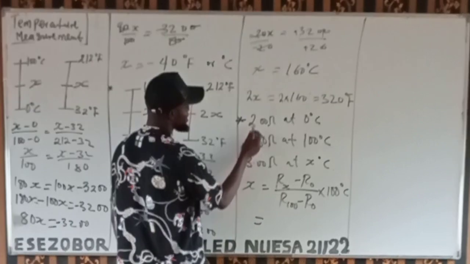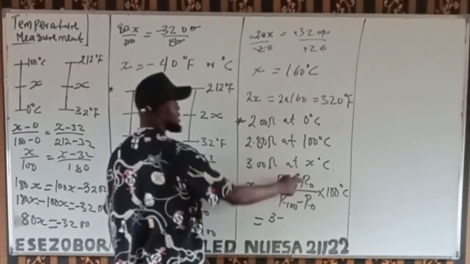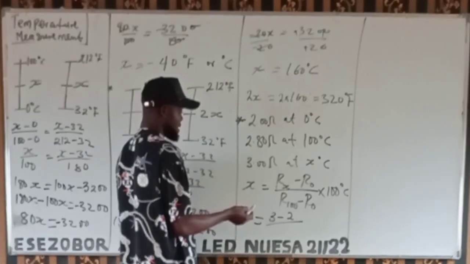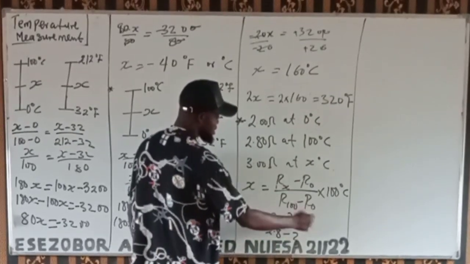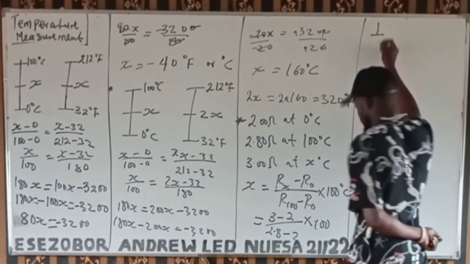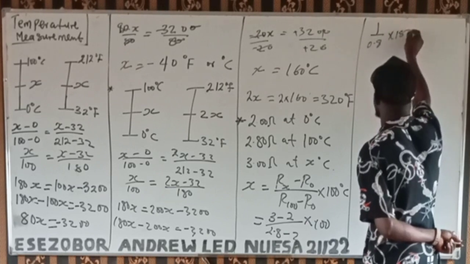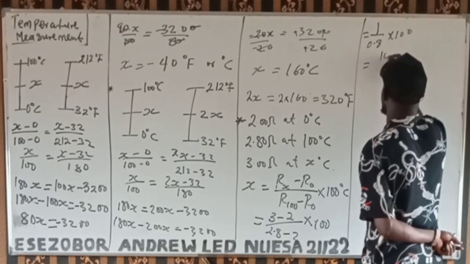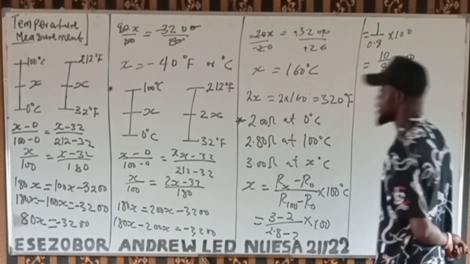Resistance at X. Remember they said it's at 0, it's at 100, there is 3 minus. Resistance at 0 is what? It's 2 over. What about the resistance at 100? Resistance at 100 is 2.8 minus resistance at 0, which is 2, times 100. That gives us 1 over 0.8 times 100, which will be equal to 10 over 8 times 100.